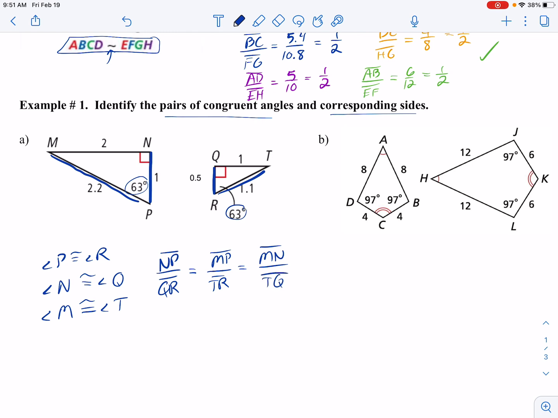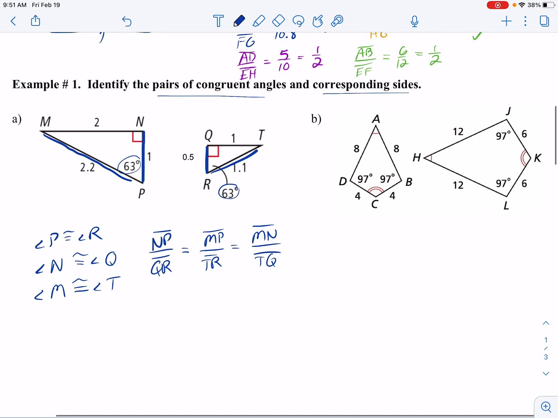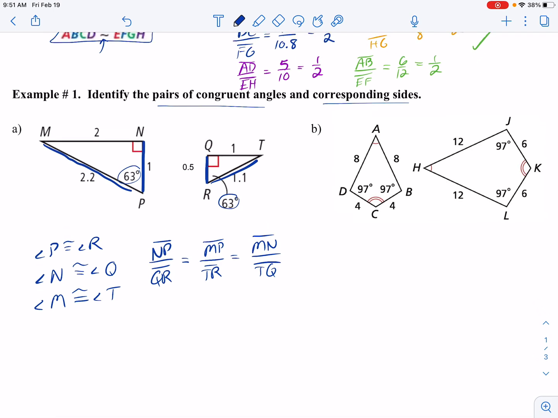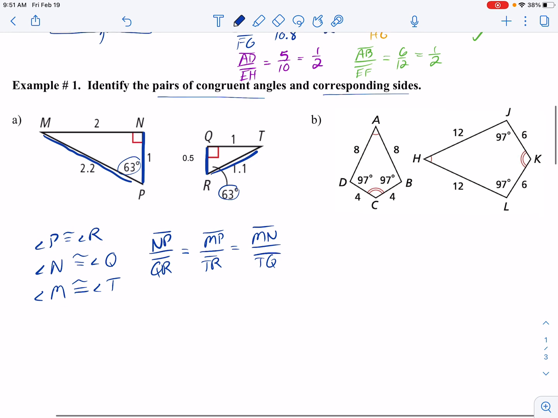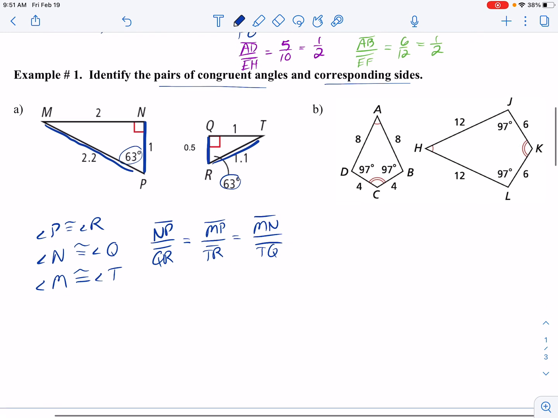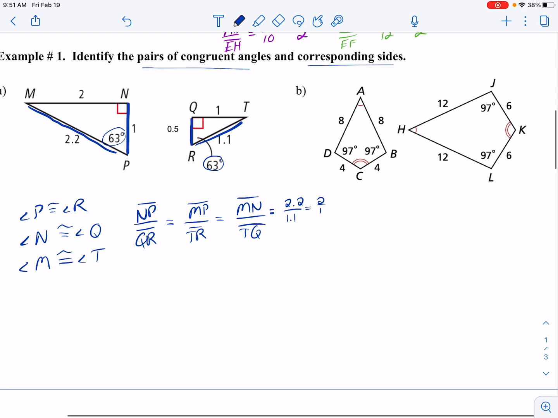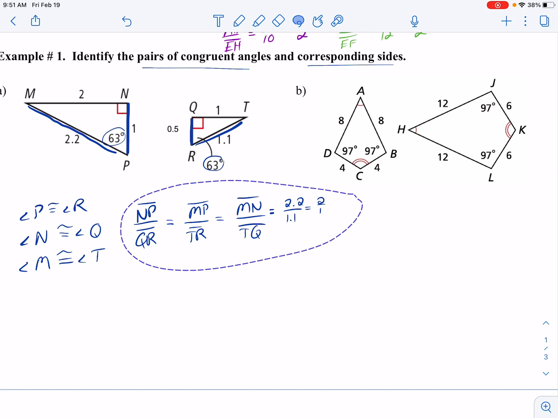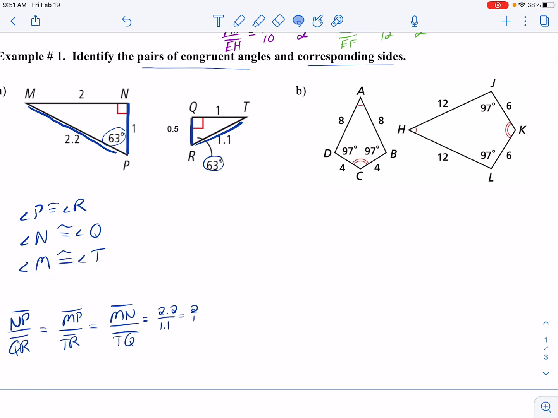Okay. If you were then asked to identify what is that similarity ratio, which we're going to talk about on the next page, well, you could just pick any of these lengths, 2.2 to 1.1, which just reduces down to 2 to 1 again. All right, why don't you go ahead and try example B on your own.